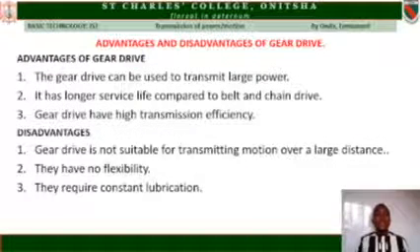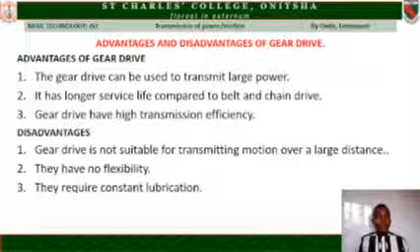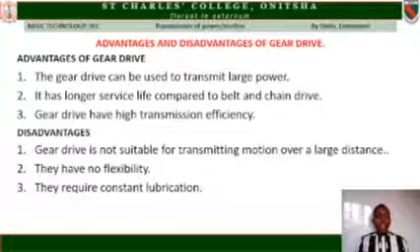Advantages and disadvantages of gear drive. Students will be looking at the advantages and disadvantages of this gear drive. The advantages are as follows. One, the gear drive can be used to transmit large power. The gear drive is used to transmit large powers from one place to the other. It has a longer service life compared to belt and chain drive. The gear drive lasts longer compared to the belt and the chain drives.